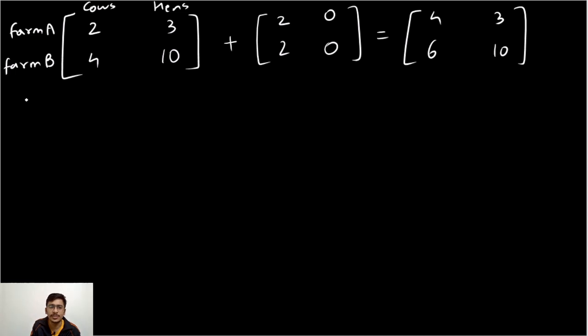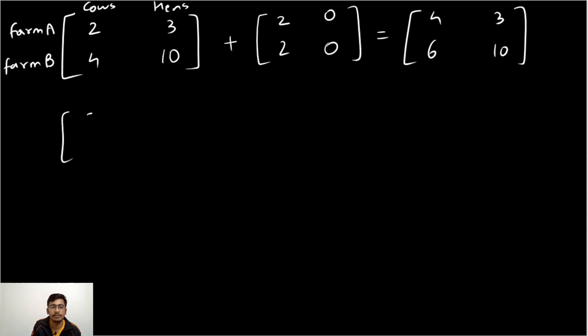So this is simply the addition of 2 matrices. What we do is we simply add their respective elements. So if we have 2 here, then we add 2 plus 2 is 4. We have 4 plus 2 is 6. 3 plus 0 is 3. 10 plus 0 is 10. So that is how addition works. Subtraction works in a similar way.